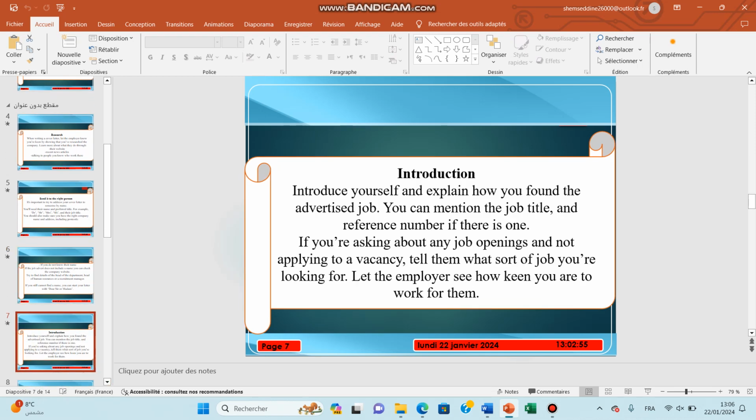Introduction, or how to introduce yourself within the cover letter. Introduce yourself and explain how you found the advertised job. You can mention the job title and reference number if there is one. If you're asking about any job openings and not applying to a vacancy, tell them what sort of job you're looking for. Let the employer see how keen you are to work for them.